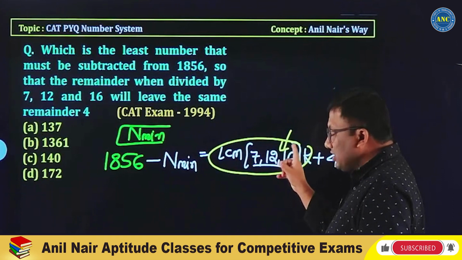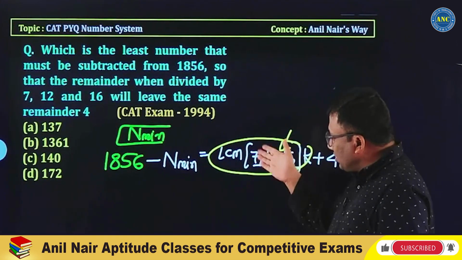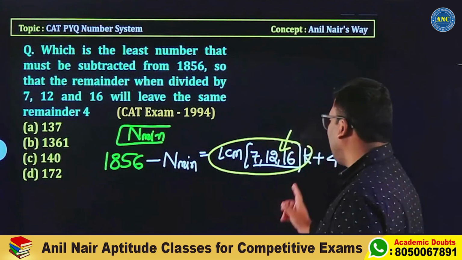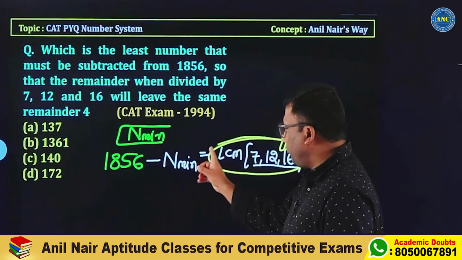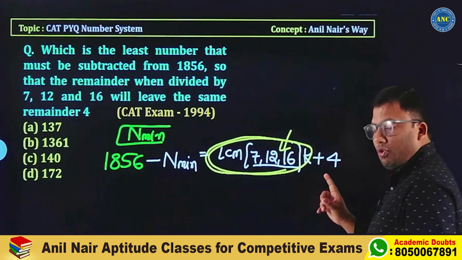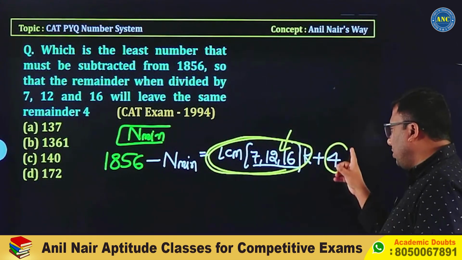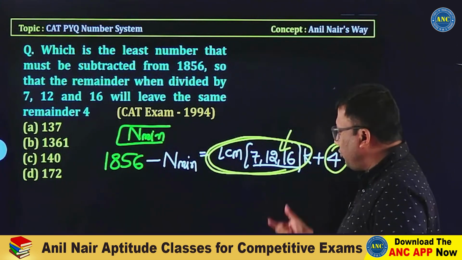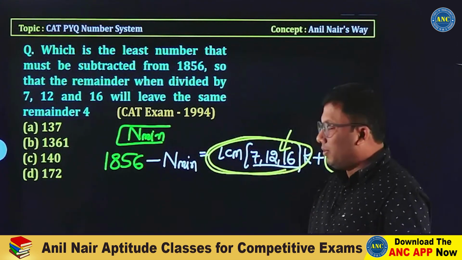Input one number which is divisible by 4. That means the output of this LCM function will be divisible by 4. This is divisible by 4. 4 is also divisible by 4. This is divisible by 4. The right hand side is divisible by 4.